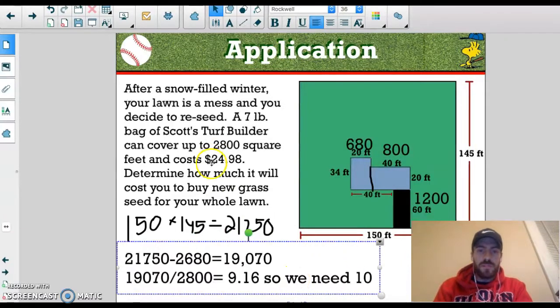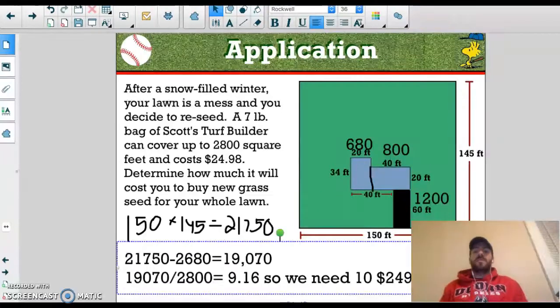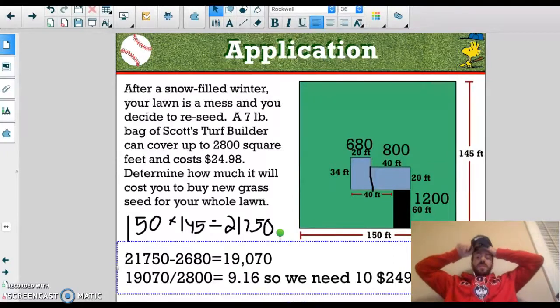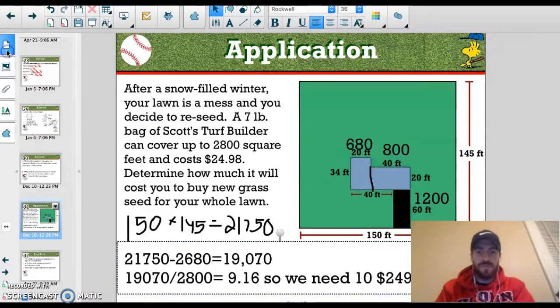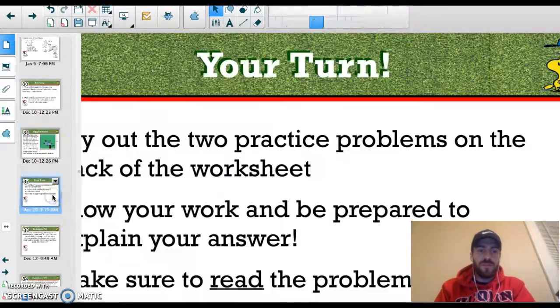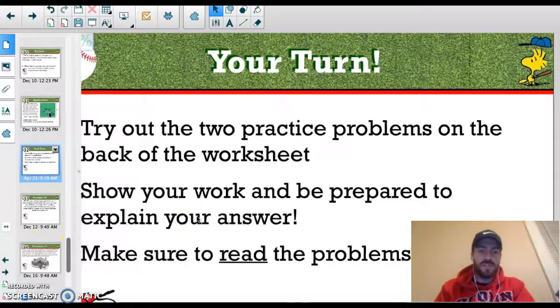Well, each bag's 24.98. So 24.98 times 10 is going to cost us 249.80. That's how much it's going to cost us. $249.80 to fill our lawn. And believe it or not, that's actually kind of realistic if your lawn's that big, because turf is wicked expensive. Wicked expensive.